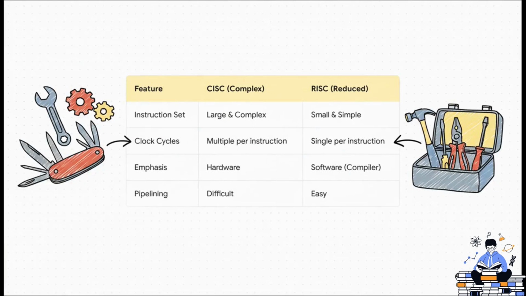This table really sums it all up perfectly. CISC: large, complex instruction set, takes multiple clock cycles, and all the heavy lifting is in the hardware. RISC: small, simple set, aims for a single clock cycle and shifts the complexity to the software. And that last point, pipelining, that's a huge deal. Because RISC instructions are all so simple and uniform, the processor can line them up like an assembly line, starting the next instruction before the last one is even totally finished. That's way harder to do with CISC's weirdly shaped, complex commands.